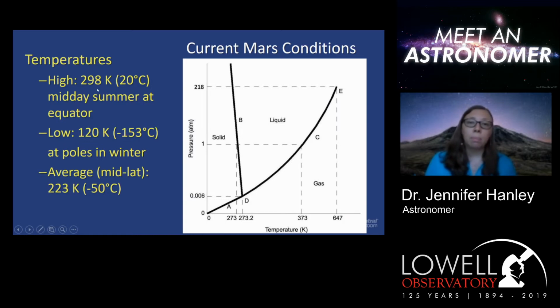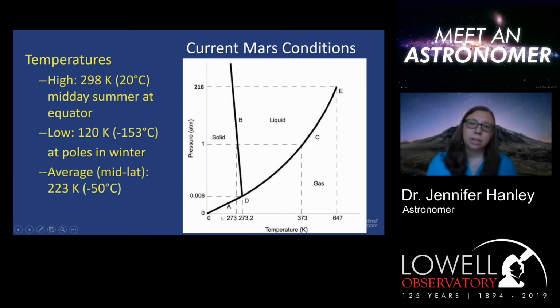So on Mars, the highest temperature is 20 degrees Celsius, 298 Kelvin. But that happens in the middle of the day, at the peak of summer, at the equator. So it doesn't happen very often or for very long. And it can get as cold as 120 Kelvin. That'd be in the poles in the winter. On average, we're about 220 Kelvin. So well below this freezing point.